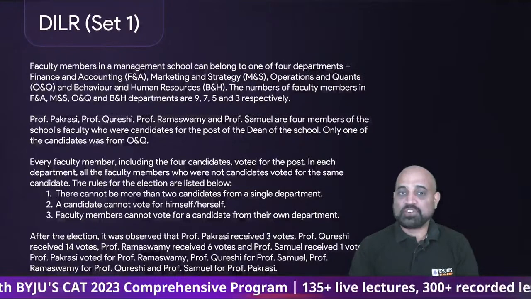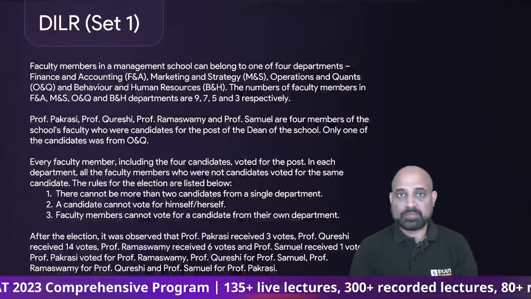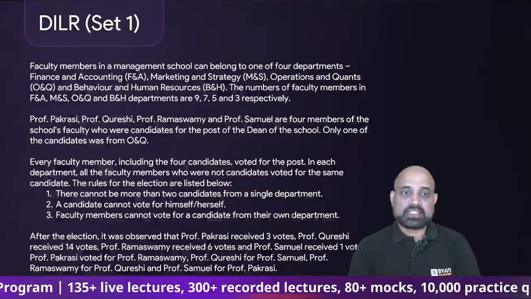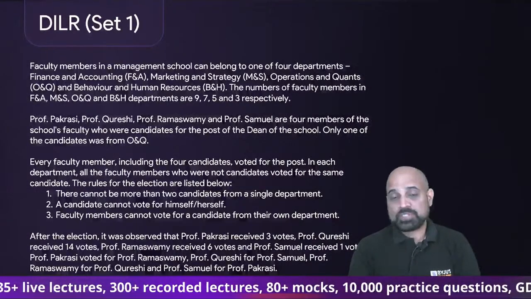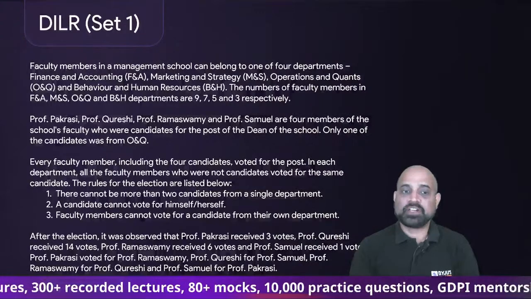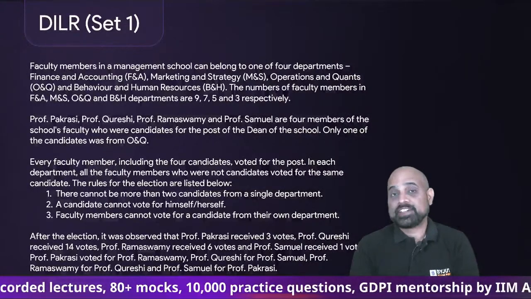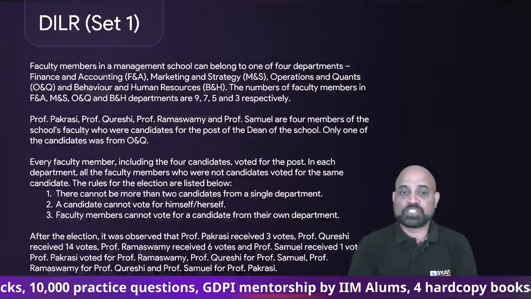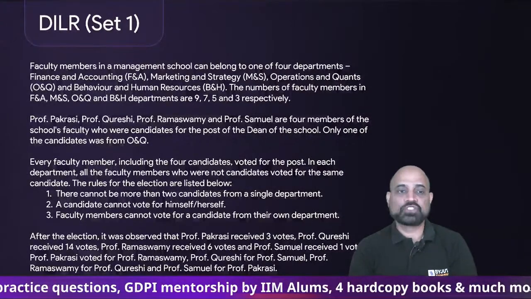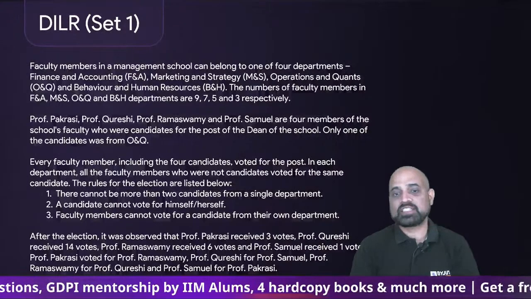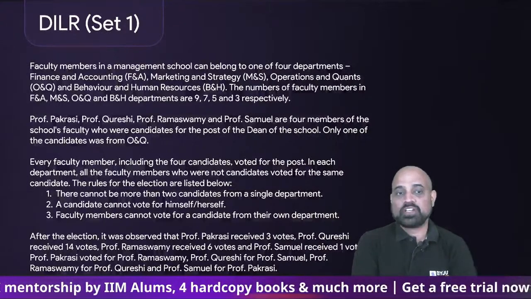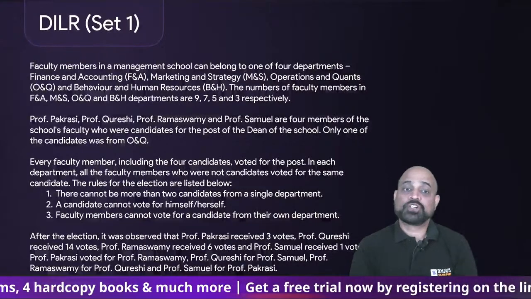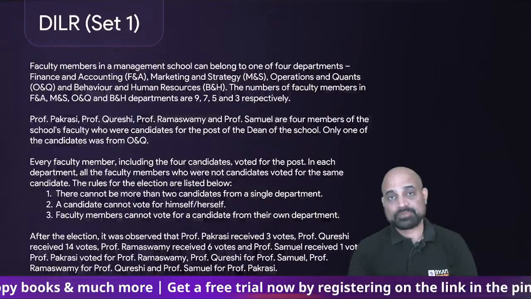First, there cannot be more than 2 candidates from a single department. So maximum 2 allowed: 0, 1, 2. Second, a candidate cannot vote for himself or herself. And the third one is that faculty members cannot vote for a candidate from their own department. After the election, it was observed that Professor P received 3 votes, Q received 14, R received 6, S received 1 vote. Professor P voted for R, Q voted for S, R voted for Q, and S voted for P.